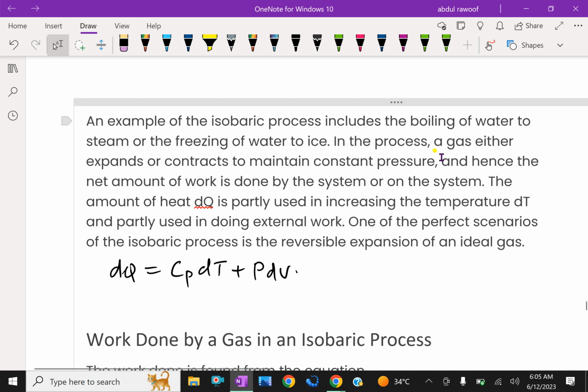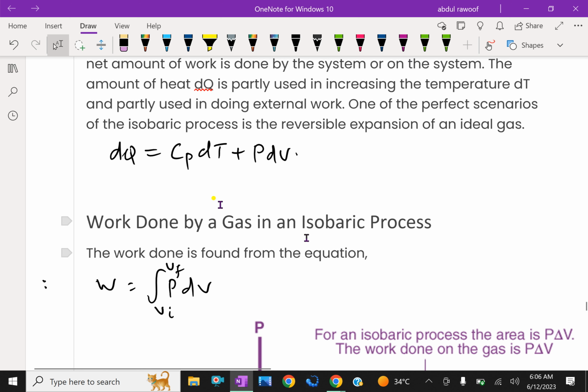In the process, a gas either expands or contracts to maintain constant pressure, and hence a net amount of work is done by the system or on the system. The amount of heat, that is dQ, is partly used in increasing the temperature dT and partly used in doing external work. One perfect scenario of the isobaric process is the reversible expansion of an ideal gas. Here dQ equals Cp dT plus PdV.